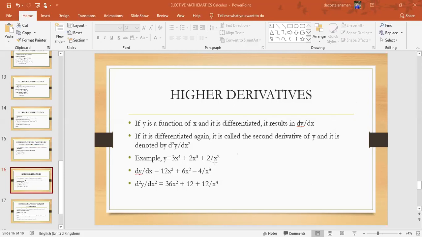Then this one, 2 over x squared. What do you need to do? You need to bring the x squared up, so that you'll be getting 2 into bracket x raised to the power negative 2. Okay, that's what you'll be getting. Now when you get this, you differentiate it.